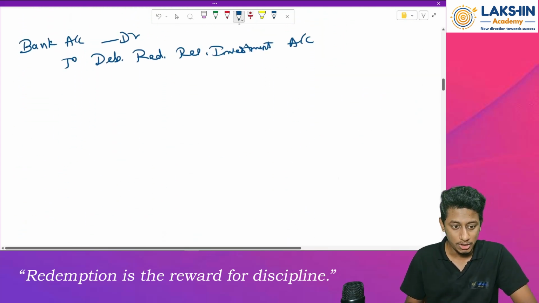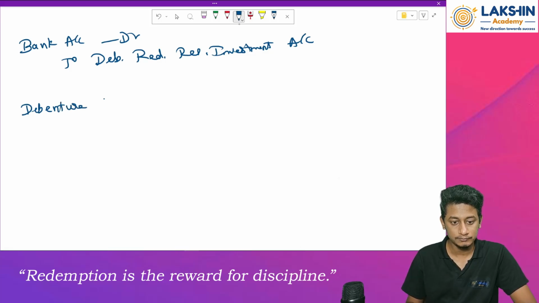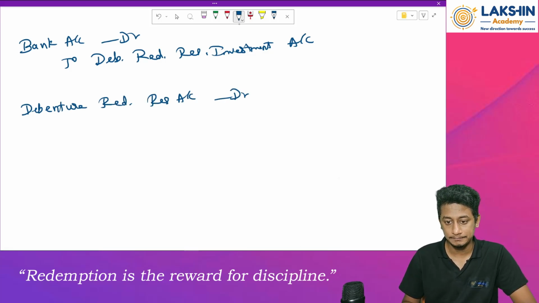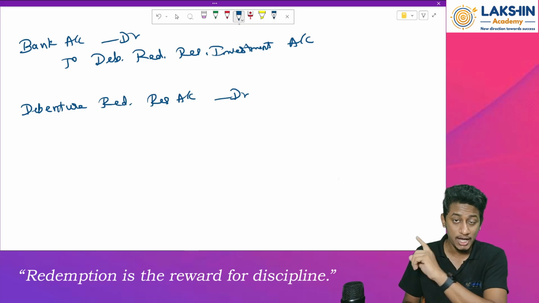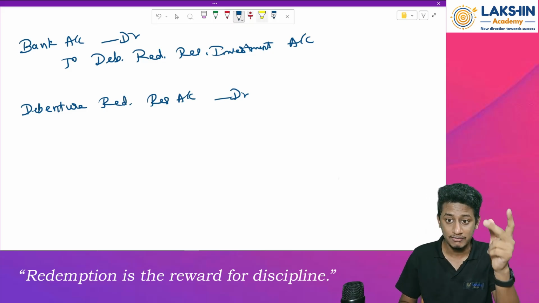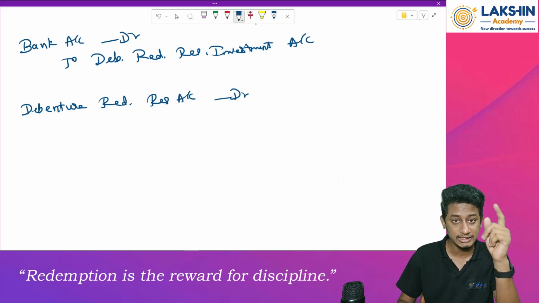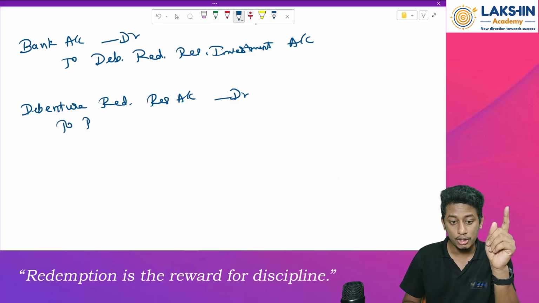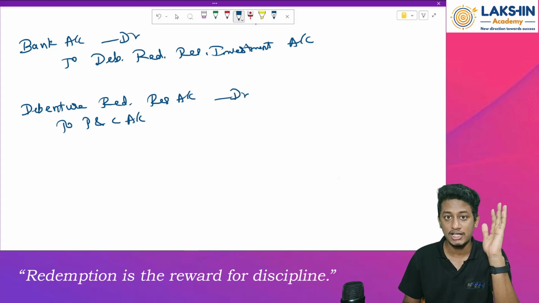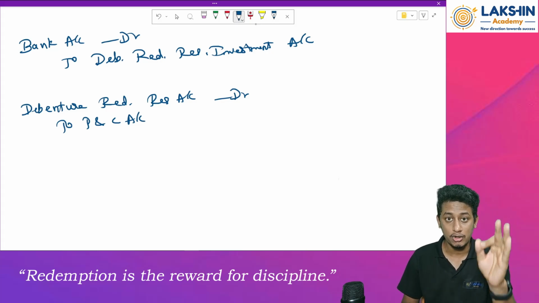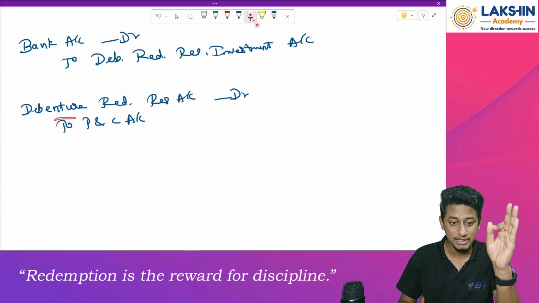So the entry will be what? Debenture redemption reserve account debited. Because it was a reserve before, and whenever I am reducing the value in the reserve, the account will be debited. This I have told you before. To what? To P&L account. Clear? This is the entry for the transfer of debenture redemption reserve, or cancelling out the debenture redemption reserve account with P&L account.